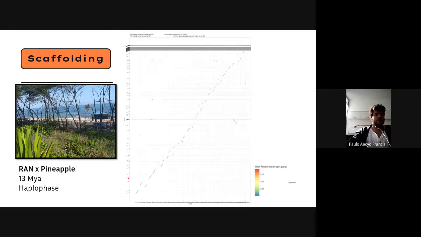We have also performed an analysis comparing one haplophase of Morro do Rangel and the pineapple genome, which is also a bromeliad species. And it's been possible to observe several structural variations between those two genomes, which may be associated with the time of divergence for those genomes, which is around 30 million years.